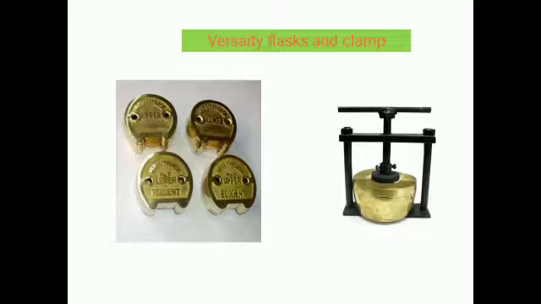Versatility flask and clamp. These are three parts: the cope, drag and cap. This is used for fabrication of complete denture and acrylization of the complete denture. Drag is bottom, cope is middle of the flask, cap is the top of the flask.